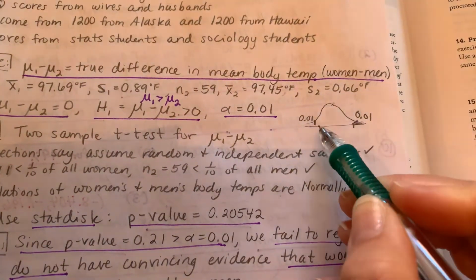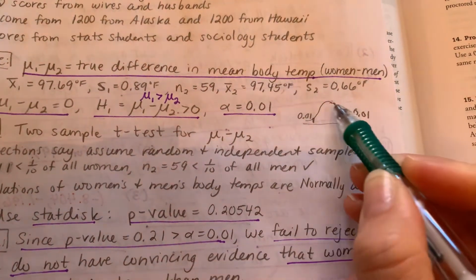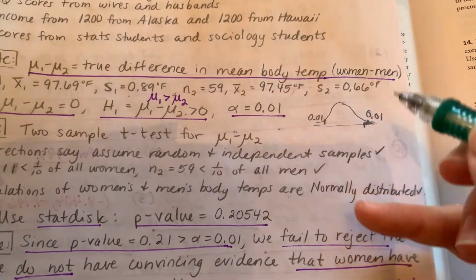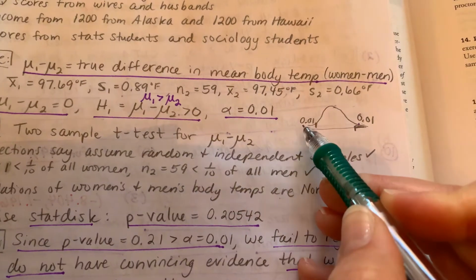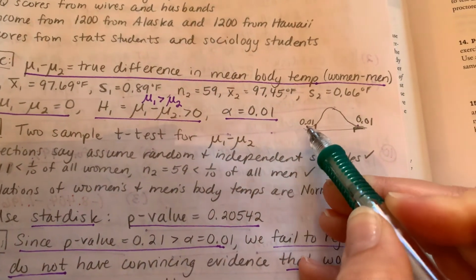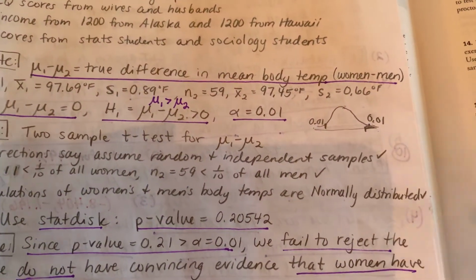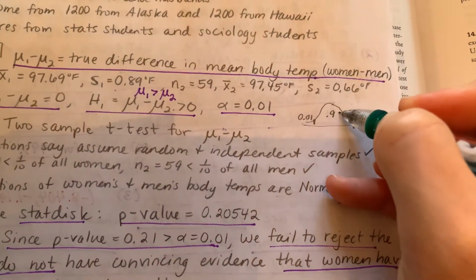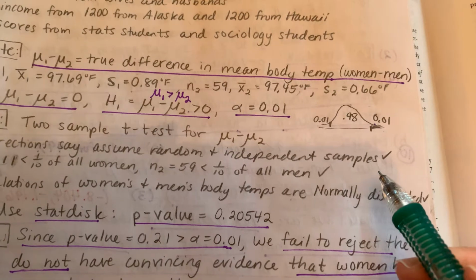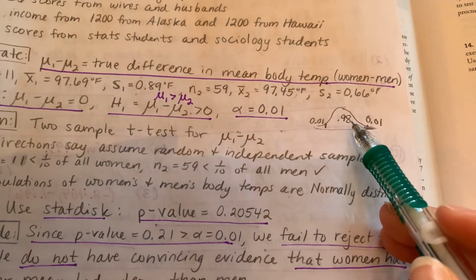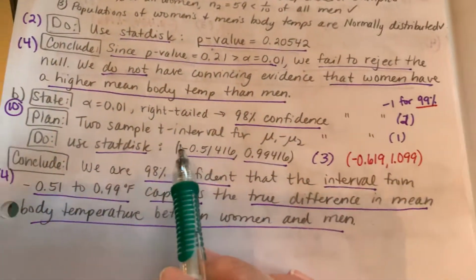The part in the middle where I'm looking at plausible values, okay, that is my confidence level. So if I have 0.01 over here and 0.01 over here, 1 minus 0.01 minus 0.01, or 1 minus 0.02, leaves me with just 0.98. So almost everybody did a 99% confidence interval for part B when you really should have been doing a 98% confidence interval, okay?